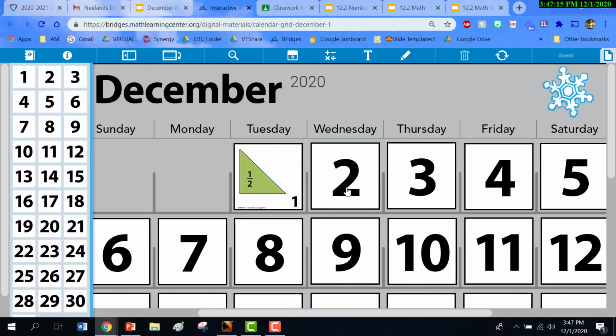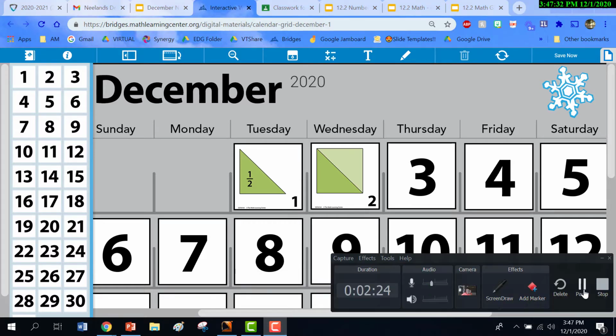Okay, now let's look at day number 2, Wednesday. Ooh, what do we notice about this one? Yeah, it looks like it's 2 triangles. One is a dark green and one is a light green. Looks like there's 2 parts. It looks like it is making a square. Anything else?